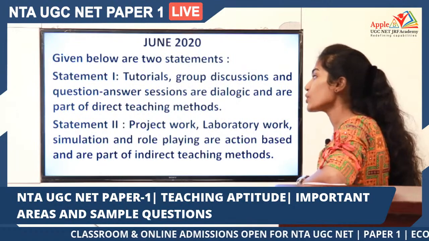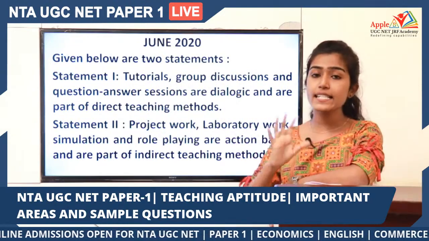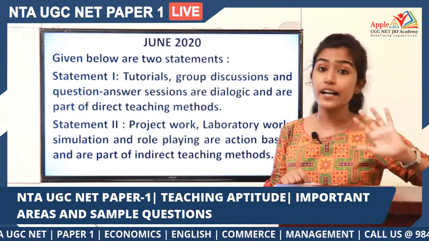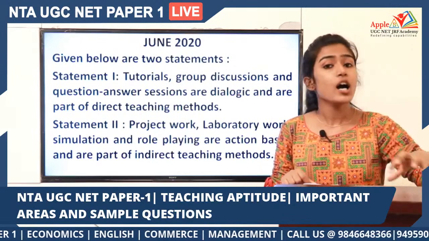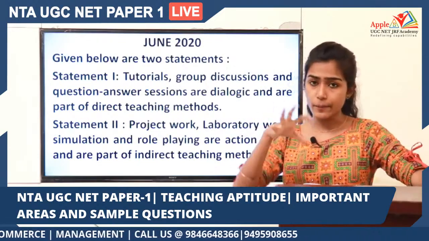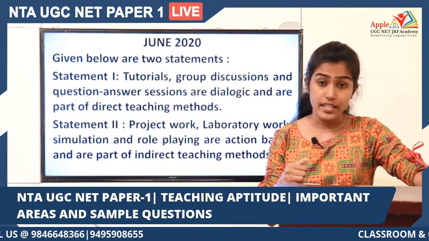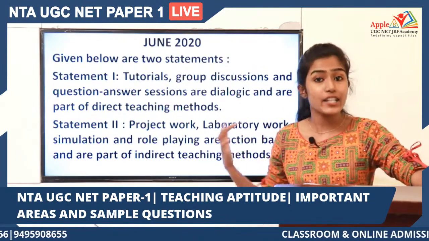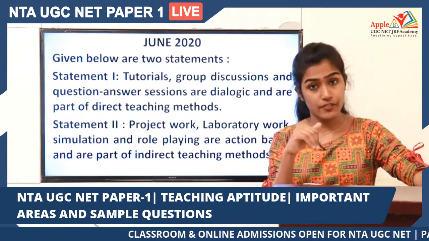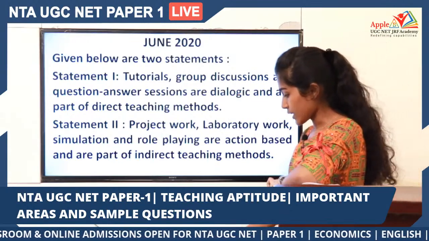In statement 2, you have project work, laboratory work, simulation, and role playing. So these are different examples of indirect teaching, or you can call it the learner-centered teaching method, in which we are giving the students various activities, project works or laboratory works, where the student is doing things by themselves, right? So the activities are action-based. Through these activities, the student is learning different concepts and different theories. So statement 2 is also right.